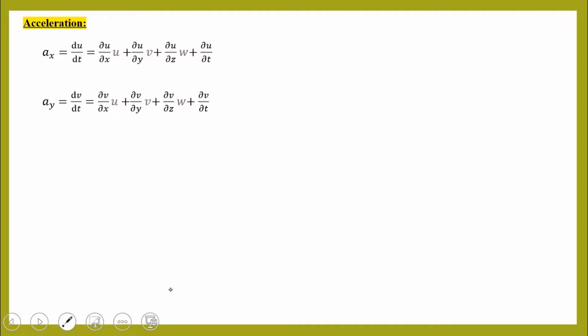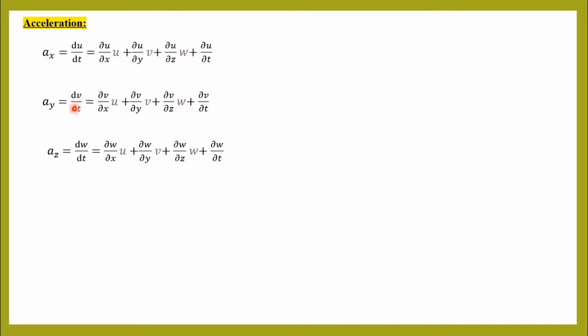d by dt of v will give you the acceleration in the direction of y coordinate, and d by dt of w will give you the acceleration in the z coordinate. So we will differentiate d by dt of u by partial differentiating each term: dou by dou x of u into u, plus dou by dou y of u into v, plus dou by dou z of u into w, plus dou u by dou t.